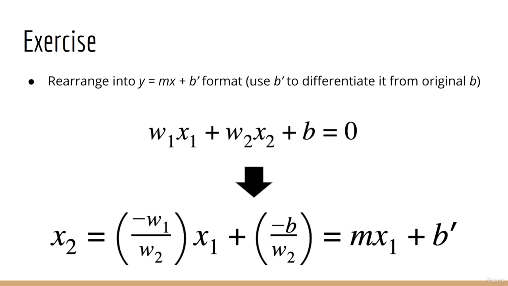Now it has the same format as y equals mx plus b, except that we use x1 and x2 instead of x and y. Also, note that the b that appears in y equals mx plus b is not the same as the b that appears in the other equation. So in this slide, I've called the intercept b prime to differentiate it from the original b. As always, if you can't immediately see how I got this, you should try it by yourself on paper so you know how to do it. It should only require elementary school algebra.